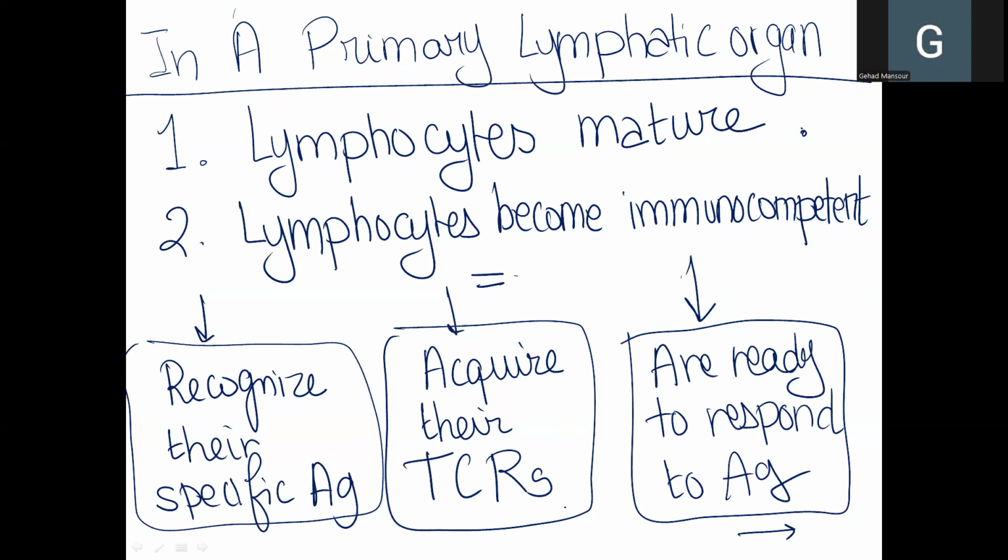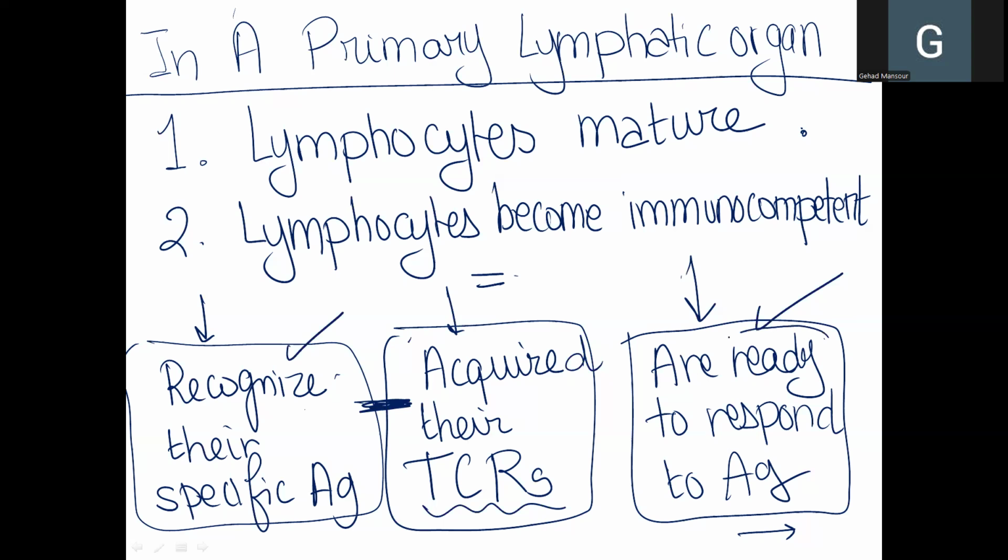What do we mean by immunocompetent? There are 3 conditions for a cell to be immunocompetent. The first one is that it has to recognize its specific antigen. And in order for it to recognize the specific antigen, it should have acquired its receptor, the T cell receptor, and it should also be ready to respond to the antigen. Of course, the first 2 steps, acquiring the T cell receptor and being able to recognize the specific antigen, are achieved in the thymus.